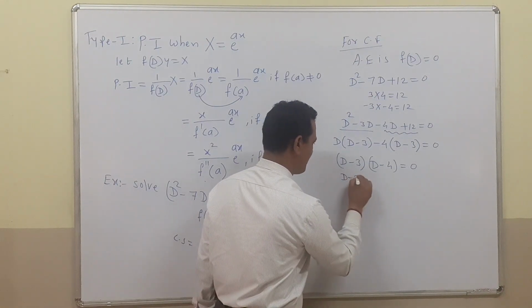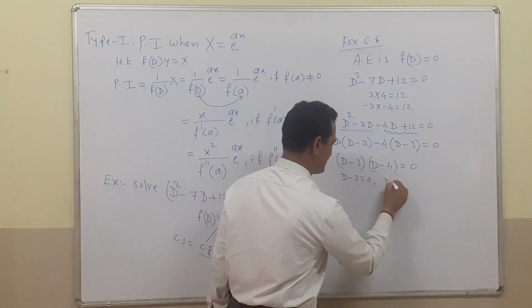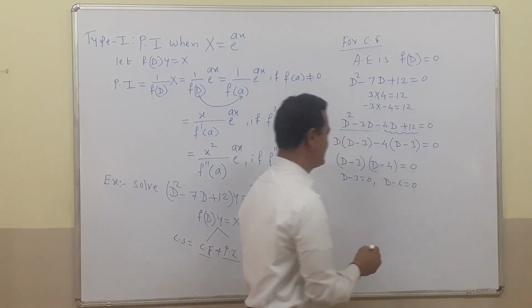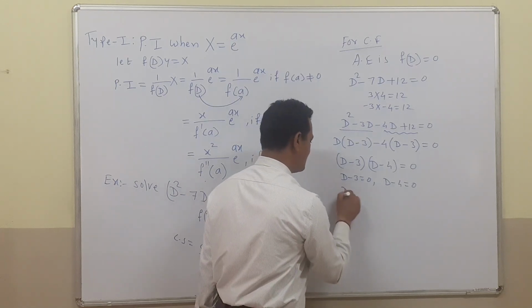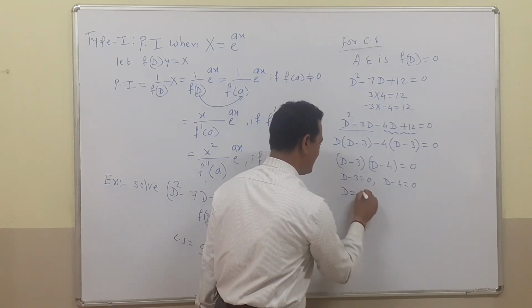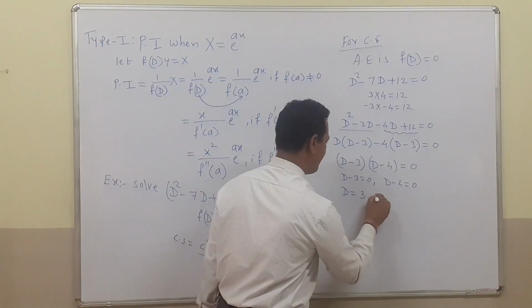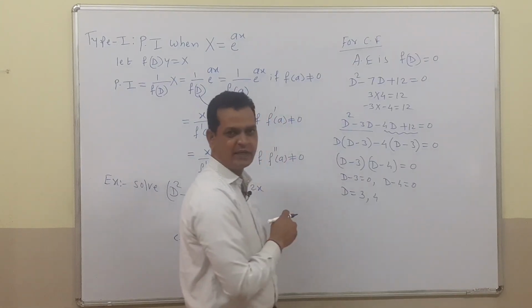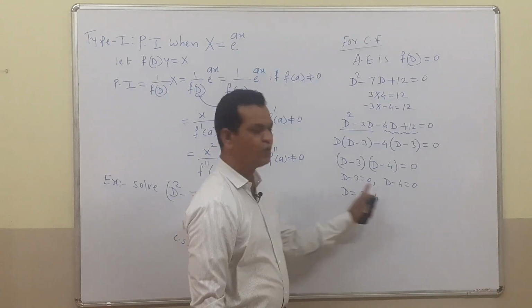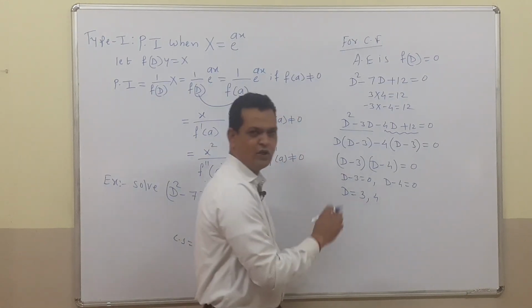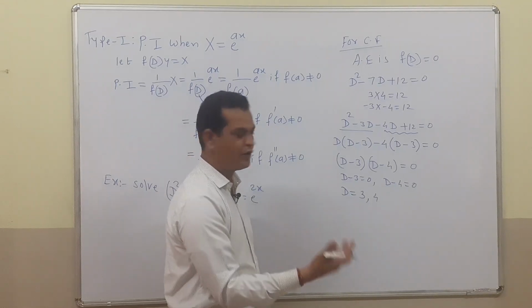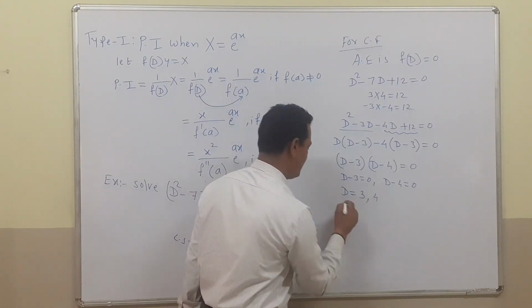So the product of two numbers is 0, then either one of them must be 0. So either d minus 3 is equal to 0 or d minus 4 is equal to 0. According to this, we get the value of d as 3, and from the second equation we get the value of d as 4. So these roots are 3 and 4. These roots are real and non-repeated because the two roots are different.